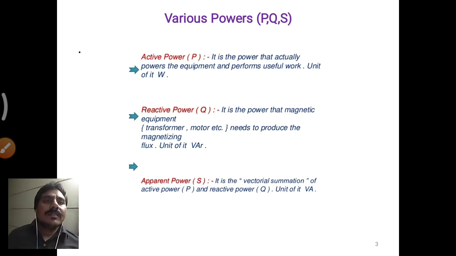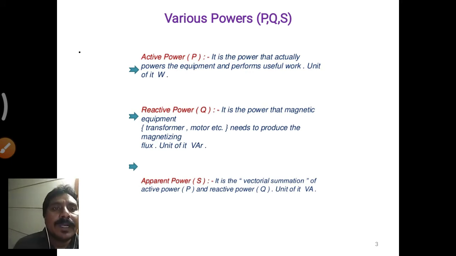Now coming to the various powers and their definitions. Active power is represented by capital P. The active power performs the useful work in the network. This is the power responsible for doing useful work in the circuit. The unit for this power is watts, simply represented as capital W.